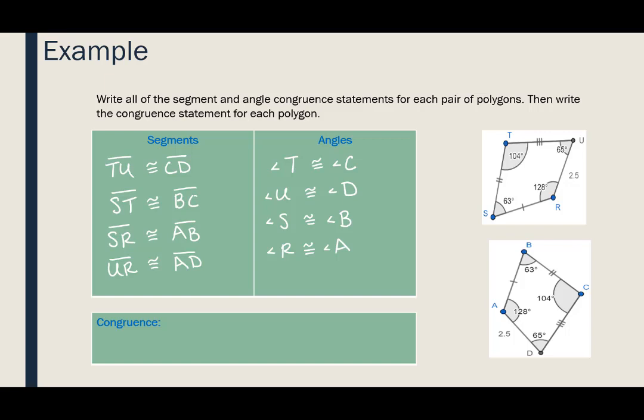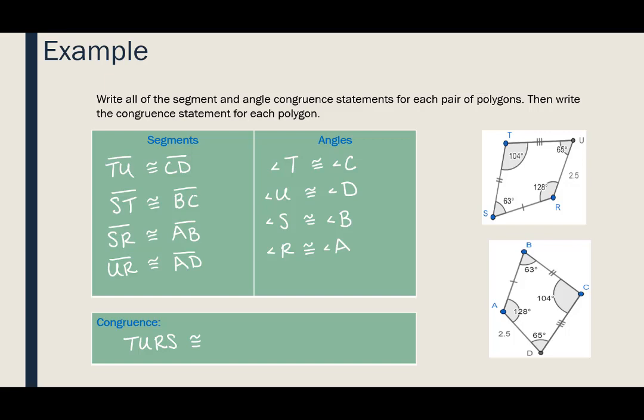How did you do? Were you able to get all of those? If so, you're doing great then. Let's write our congruent statement now. Remember, just pick one polygon to start with. I'm going to start on the top. T, U, R, S. And there's no method to it where to begin. Just pick a spot and start going around the polygon in either direction. Is congruent.